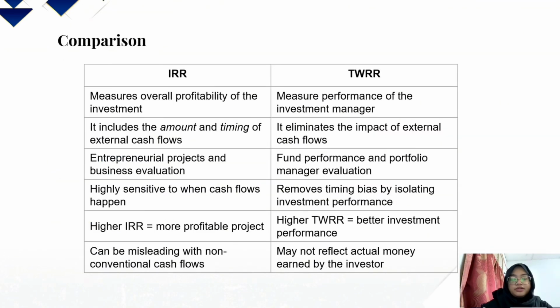Okay, now shown here is the comparison of IRR versus TWR in general. IRR measures the overall profitability of an investment, taking into account both the amount and timing of cash flow. Meanwhile, TWR measures the performance of an investment manager by limiting the impact of external cash flow. In terms of use case, IRR is useful for evaluating entrepreneurial projects and also business profitability. Meanwhile, TWR is ideal for evaluating fund performance and portfolio managers. In terms of sensitivity, IRR is highly sensitive to when cash flow happens, while TWR removes the timing bias by isolating the investment performance from the external cash flow. In terms of interpretation, higher IRR means a more profitable project, while higher TWR means better investment manager performance. And in terms of limitation, IRR can be misleading when dealing with non-conventional cash flow, while TWR may not reflect the actual money earned by the investor.